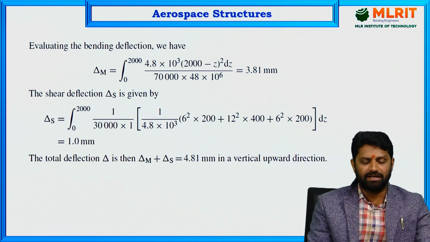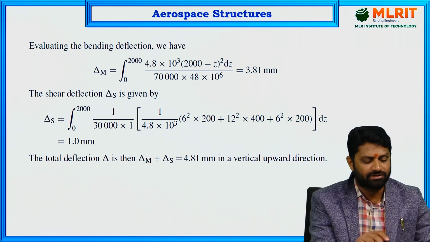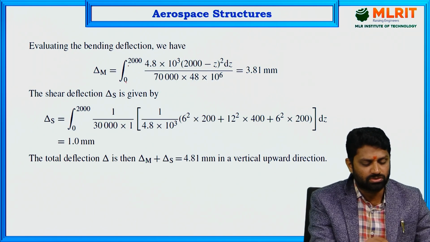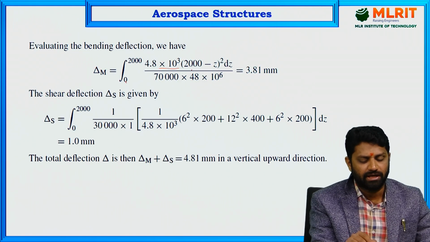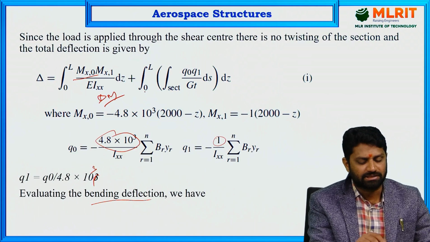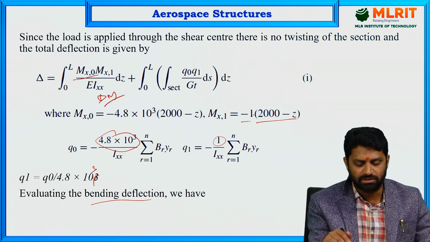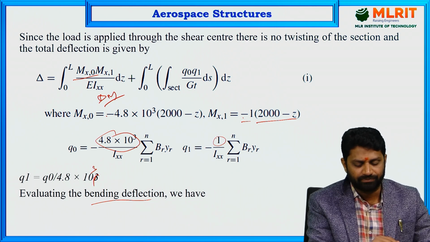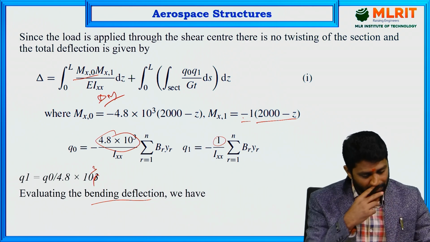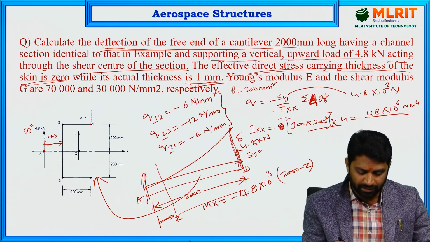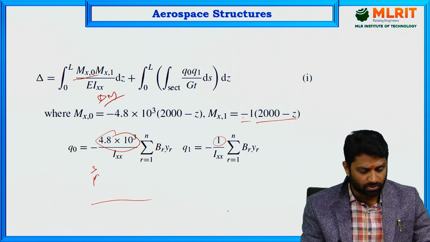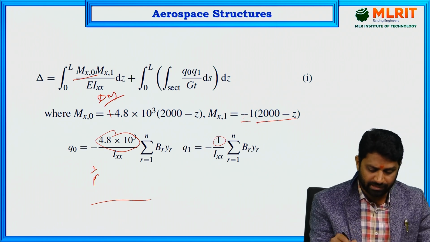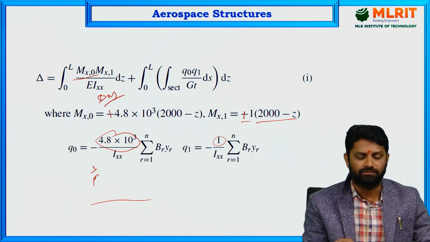So evaluating the bending deflection, we had the formula, integral from 0 to L, that is 0 to 2000 mm, of Mx0 Mx1. So Mx0 is nothing but 4.8 into 10 power 3 into (2000 minus z), and Mx1 is nothing but minus 1 into (2000 minus z). So minus and minus, here you are going to get plus. In fact for this problem, you will get a sagging moment, because the beam bends in this manner in which you find the curvature and get positive bending moment. So Mx0 is also positive and Mx1 is also positive, that you have to consider according to the sign conventions.